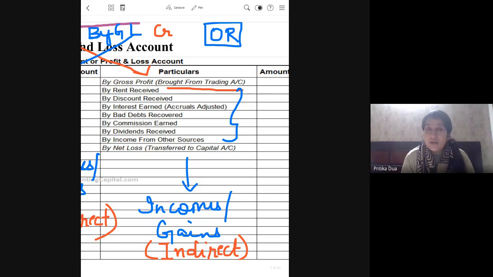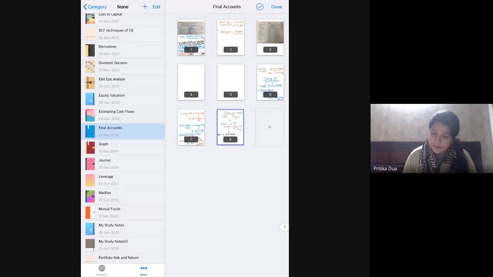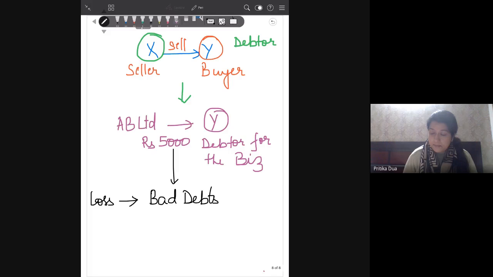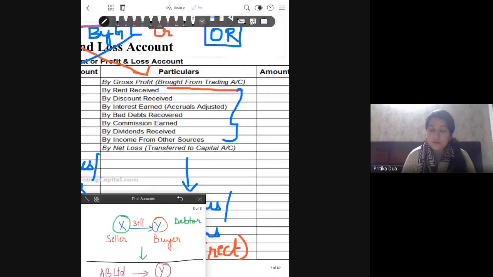By bad debts recovered. रिकवर्ड का मतलब क्या है? पहले हमें लॉस लगा था, पर let's move back to the same example. In this example, why had a change of heart? So now he is in a position to make the payment, but he says I will not be able to make the entire payment of 5,000. I will pay 3,000 to the business. तो बिजनेस के लिए तो 5,000 पूरे डूब चुके थे as bad debts, but now you are getting 3,000 back. This is known as bad debts recovered. So this is a gain for the business, and hence it comes on the credit side of the P&L account.